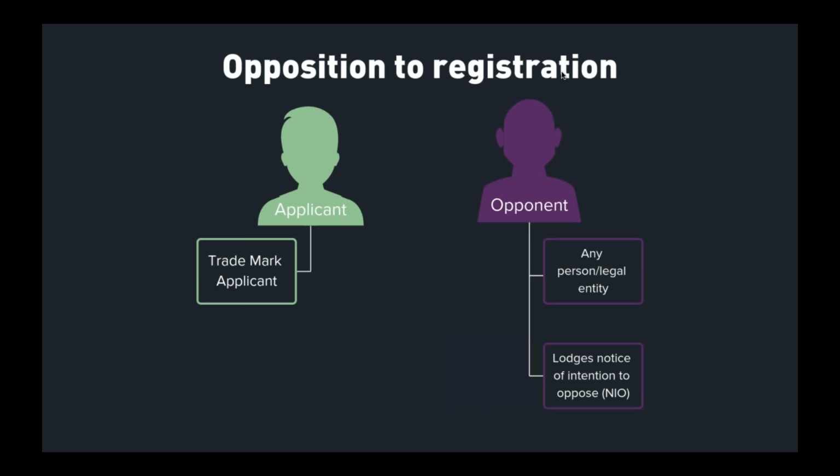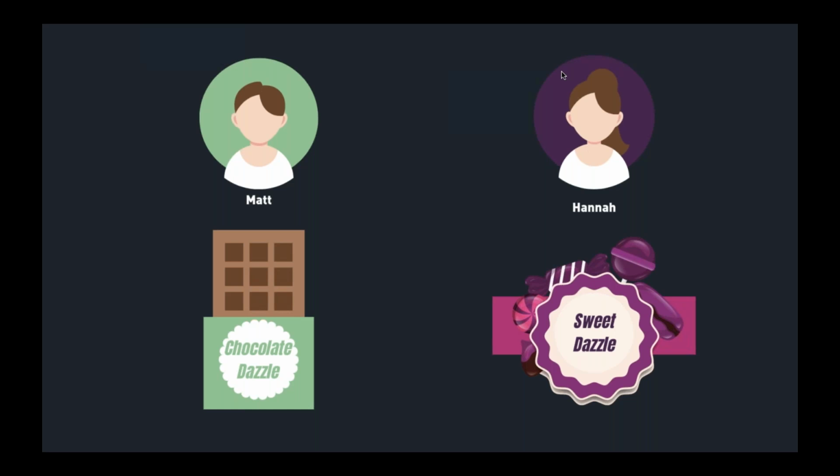Let's take a look at the following example. Hannah has been making and selling confectionery using the brand Sweet Dazzle for 10 years. She hears about a new chocolate on the market called Chocolate Dazzle. She does some research and finds out that Matt, a chocolate artisan, has applied for the trademark Chocolate Dazzle in relation to chocolates, and it has been accepted by IP Australia. Hannah needs to decide whether to oppose Matt's trademark.